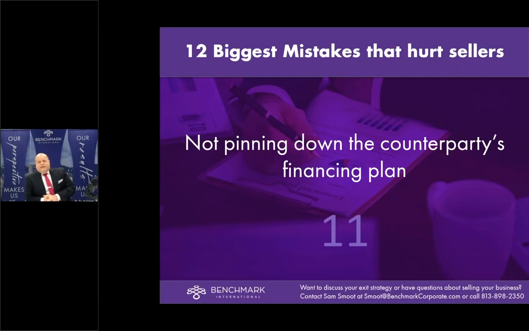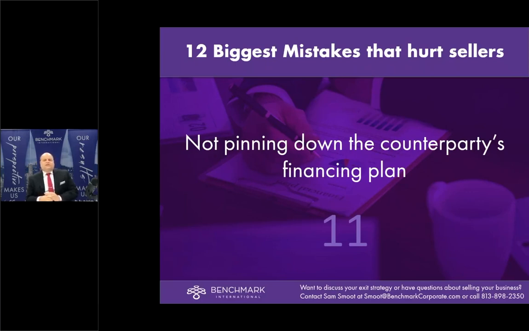Number 11, not fully understanding the counterparty's financing plan. So I mentioned that you should have the source of funds and use of funds in there. The number one reason that we see deals not closing between a letter of intent and closing is that the buyers don't have as much money as they thought they have, or can't get as much money as they thought they could get, is the better way to say that. And so before you make the commitment to go off the market and go through the process of due diligence, it's really fair for you to have a good understanding of their financing plan and to be able to talk to someone about whether or not that financing plan is realistic.